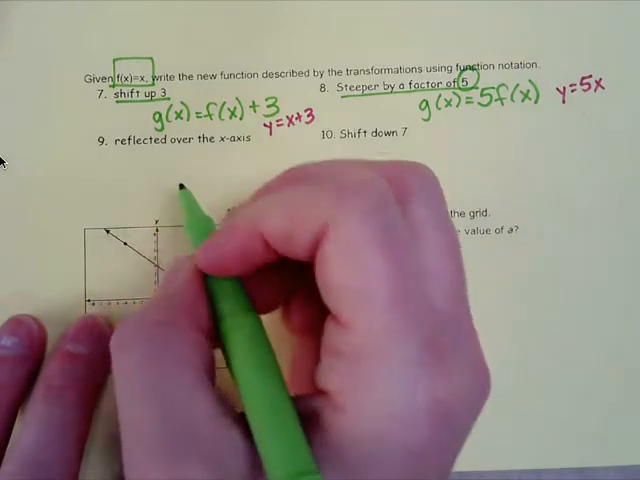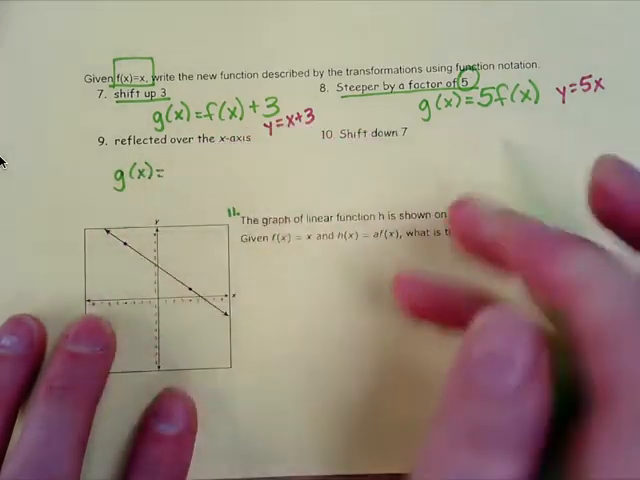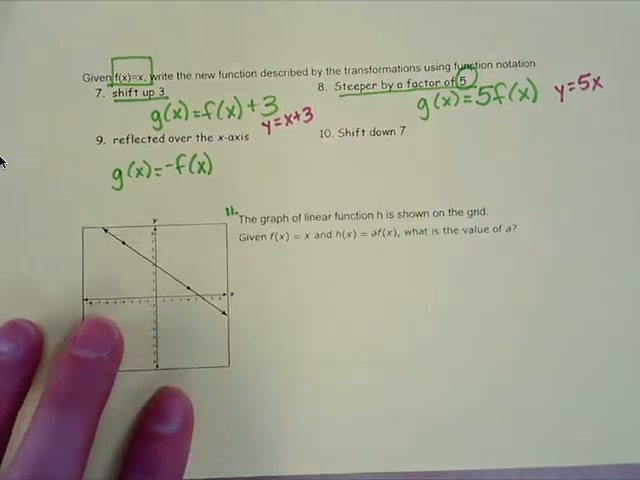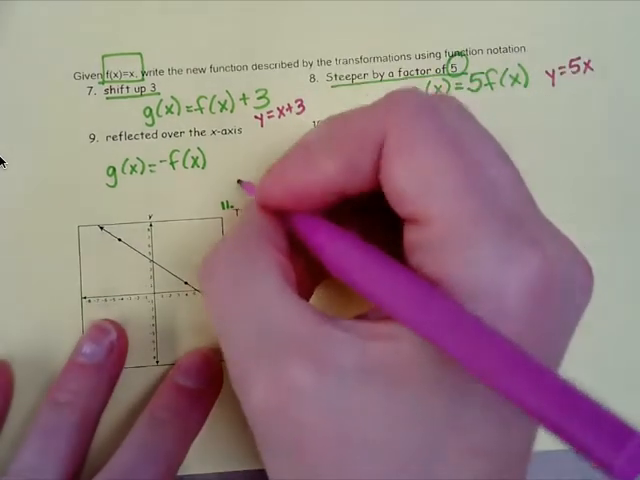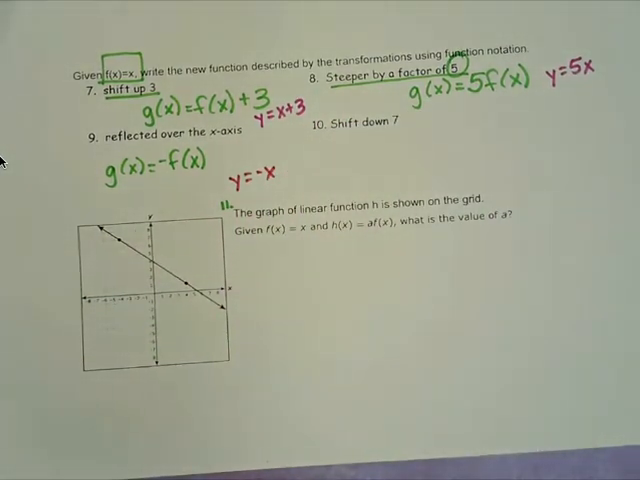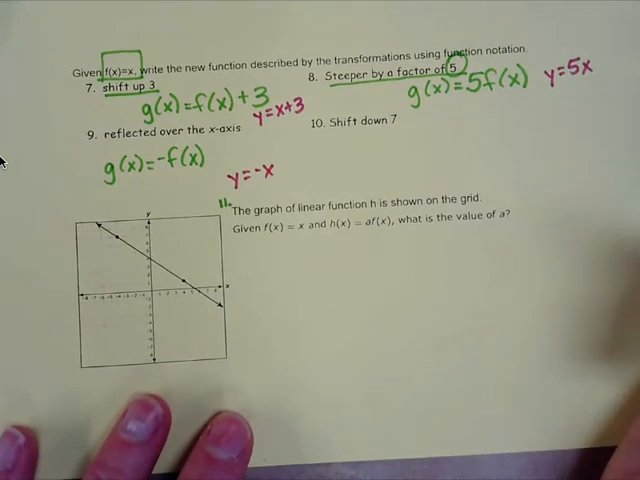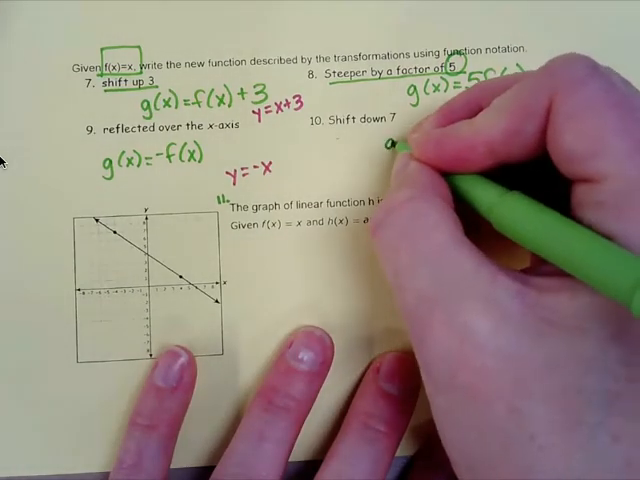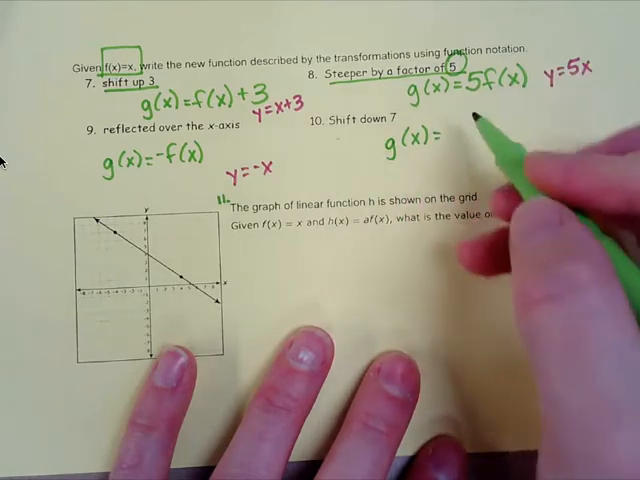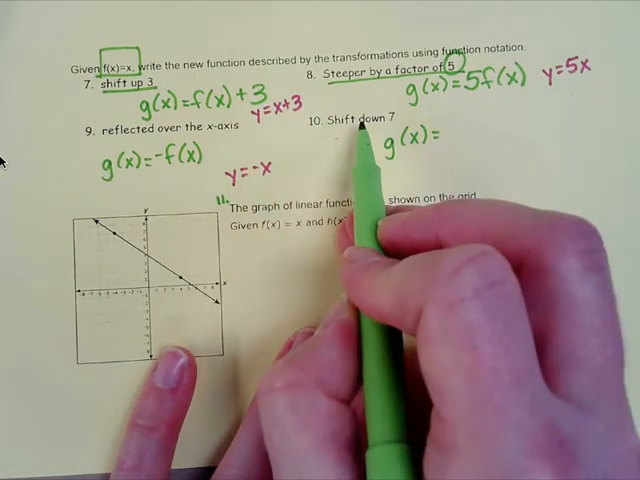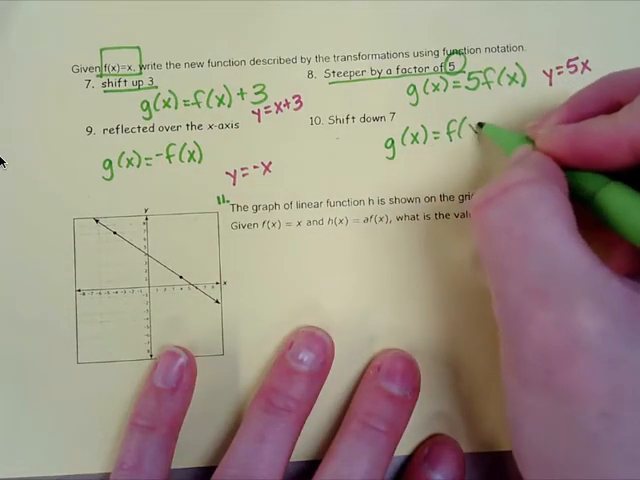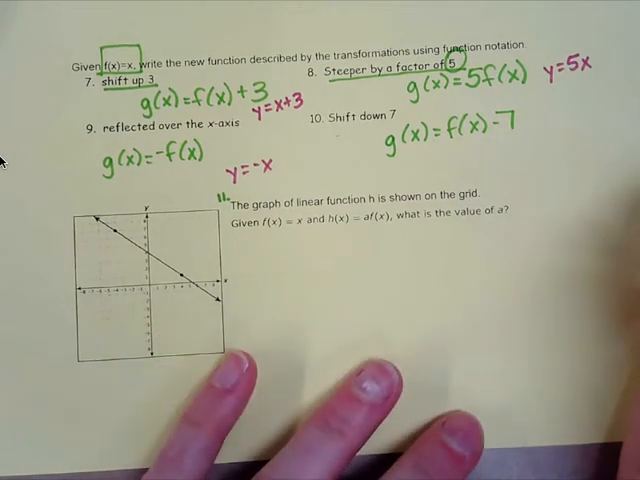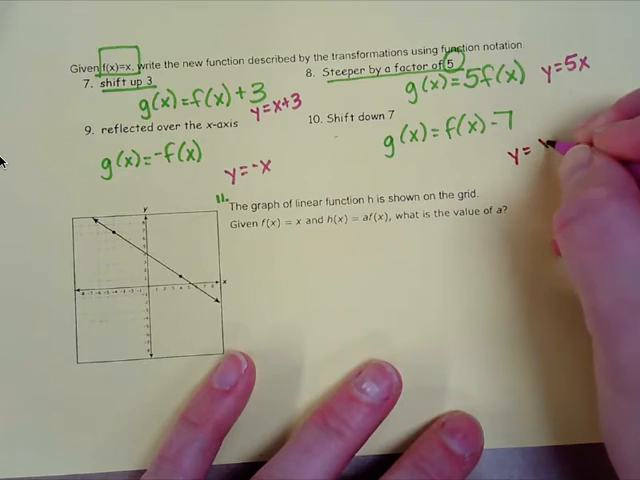And then a reflection. So g of x is going to be found by doing a reflection of f of x. That just means change your sign. So negative f of x. Or we can write it as y equals negative x. And then shift it down by 7. Down 7 units. That's just changing your y-intercept. Kind of like this. This went up 3. So down 7 would be f of x minus 7. So we could write this as y equals x minus 7.